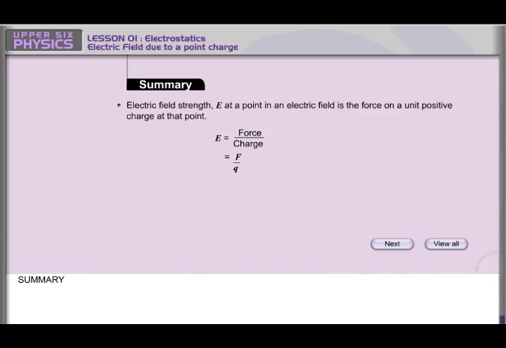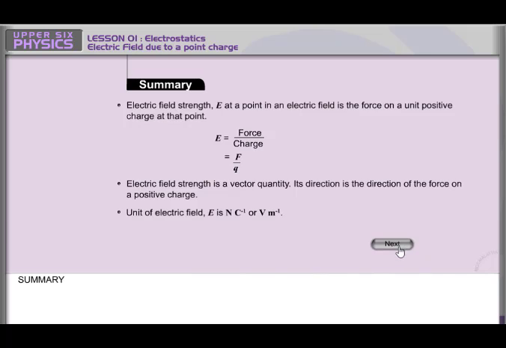Summary: electric field strength E at a point in an electric field is the force on a unit positive charge at that point. E equals force over charge. Electric field strength is a vector quantity. Its direction is the direction of the force on a positive charge. Unit of electric field E is newtons per coulomb or volts per meter.